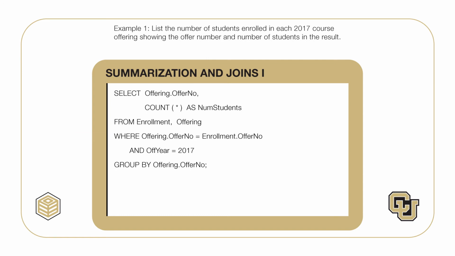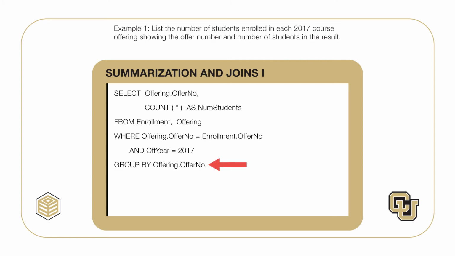The third critical question concerns individual rows versus groups of rows. Groups of rows are needed as the result includes the count of enrollment rows, phrased as the number of students. The select statement shows the count function in the select clause, the cross-product style to combine the enrollment and offering tables, and a group by clause on offer number.